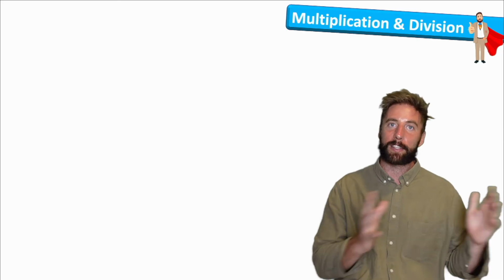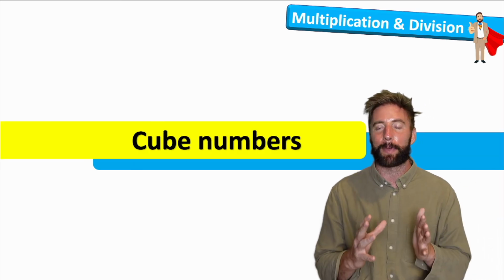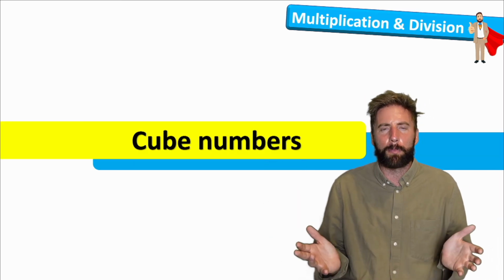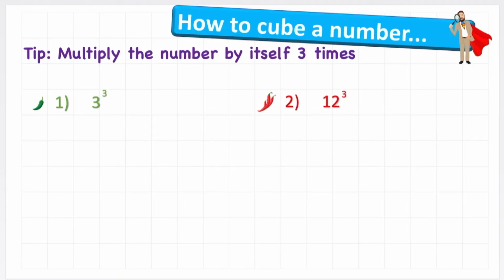Okay, so now we've looked at square numbers. The next step up, cube numbers. What are cube numbers? Let's find out. So as you can see here, cubing a number actually just means multiplying a number by itself 3 times.